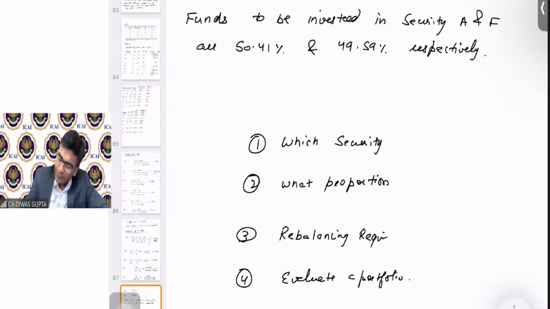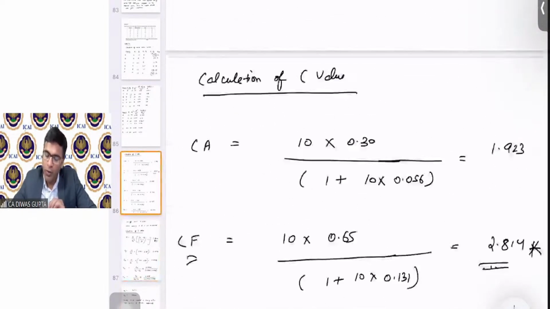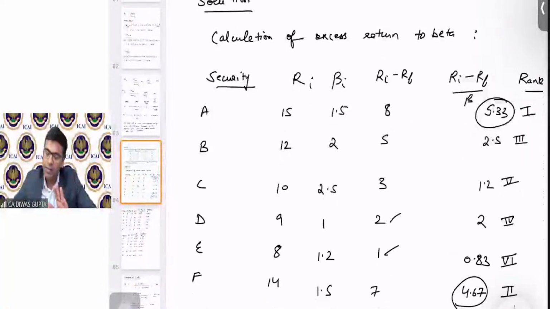So students, which security and what proportion is actually answered by question number 18 that we just now did. Because in real life, let's say you have been given thousands of securities. You will not know which securities you will have to pick and what proportion you will have to invest to arrive at a very optimum portfolio. This is called the Sharpe's optimum portfolio. This process that we did is called a Sharpe's optimum portfolio. Now, what is that process, students? The process is very simple and easy. It's just a step-by-step thing that we have to remember.